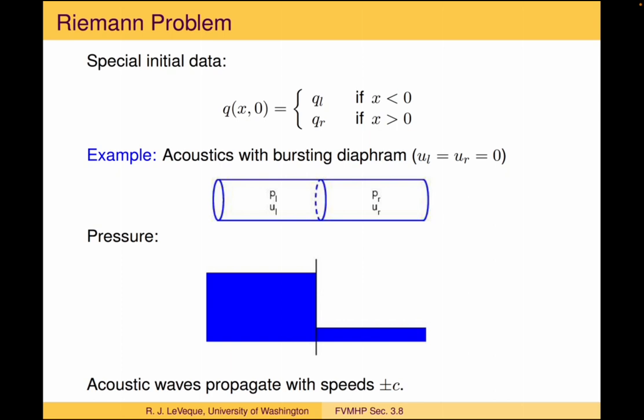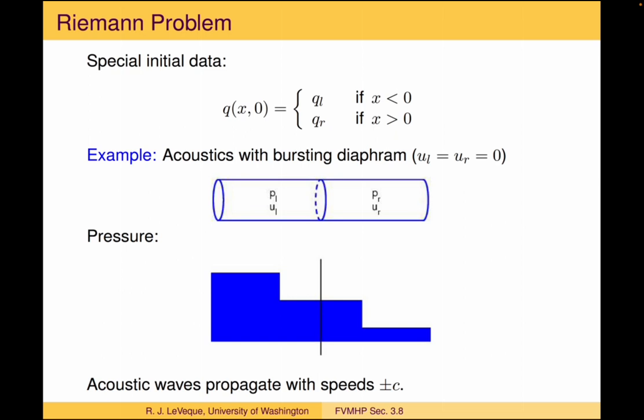But here it's just our mathematical formulation of a bursting diaphragm with, say, high pressure on one side, low pressure on the other side, and, for example, zero velocity everywhere. And if that's our initial data, then what happens is that we get two acoustic waves propagating with speeds plus and minus c. In the case of zero velocity on both sides, each one of those waves will have a jump in pressure that's half of the original pressure, and those two pressure jumps will just move off in opposite directions. So at a later time, the pressure will look like this.